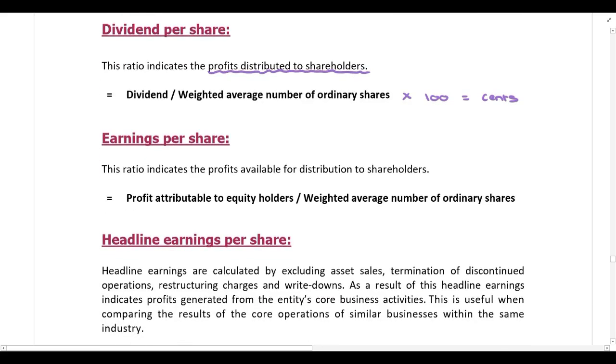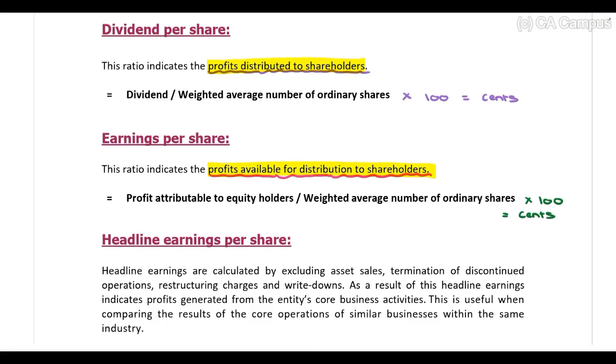Then the next ratio that we need to calculate is earnings per share. And this ratio indicates the profits that are available for distribution to shareholders. So the dividend per share shows the profits that are distributed to shareholders, whereas earnings per share shows the profits that are available for distribution. Now, once again, guys, you are going to multiply this by 100 so that you can get your answer in cents. This is your interpretation.